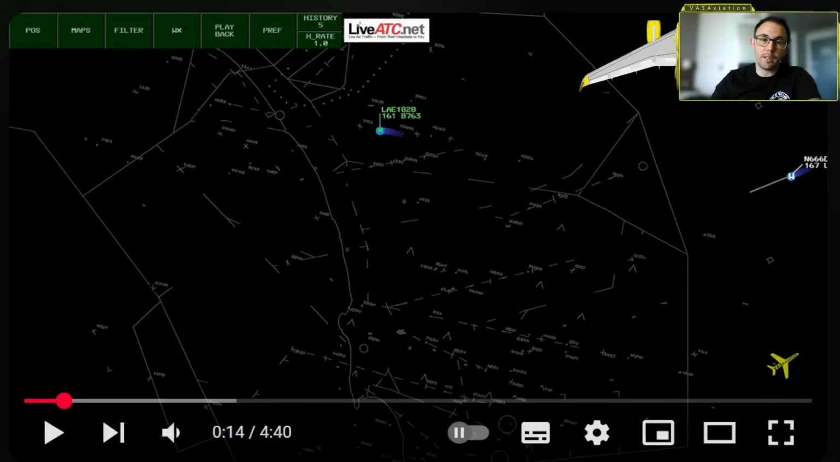The rest is for the investigators. The NTSB and FAA are on scene, and hopefully we'll have a preliminary report very soon, so we can all learn from this accident as always.